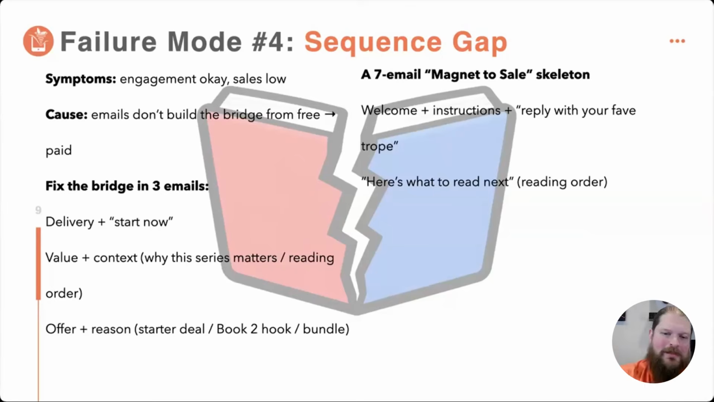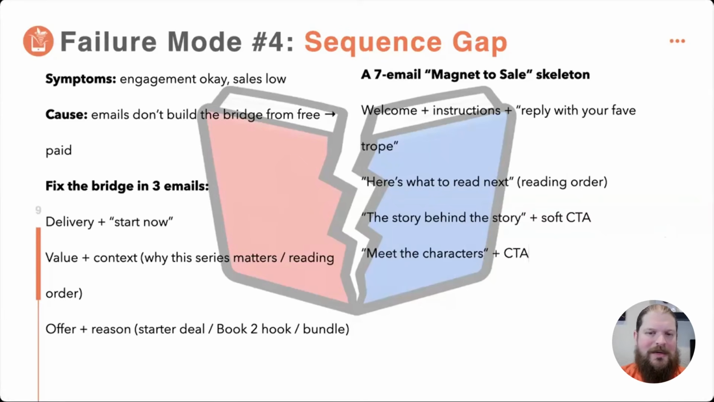There's step one and step two, right? Sometimes they might not even know: is this just a free book, or is this a part of a greater series? You have to communicate that information at some point. The story behind the story can be sort of a soft call to action. This is maybe a meet-the-author email, talking about how you came up with the idea of the book. Again, this is an example skeleton. You could take this and tweak it, but I just want to give you the idea.